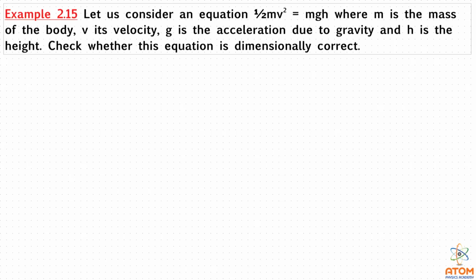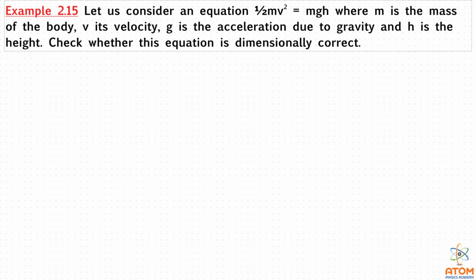Now, example 2.15. Let us consider an equation 1/2 mv² = mgh, where m is the mass of the body, v is the velocity, g is the acceleration due to gravity, and h is the height. Check whether this equation is dimensionally correct.